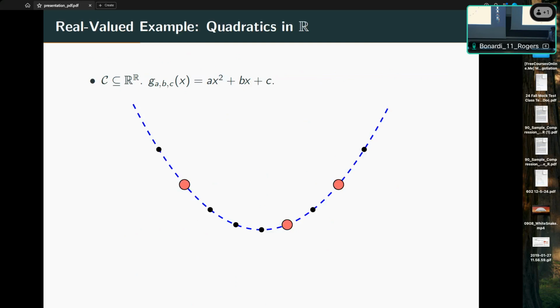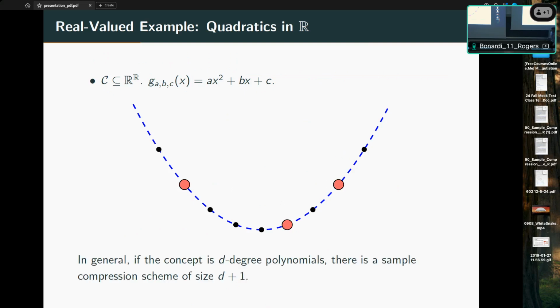Yeah, and here's another example. It's real valued, where your input space is in R, and your output space is also in R, just quadratics. So consider you're given all these data points. You have a compression scheme of size 3. You can pick any 3 data points, because 3 points make a quadratic, and then the reconstruction can just make the quadratic through that. In general, if you have a d-degree polynomial, you'll have a compression scheme of size d plus 1.